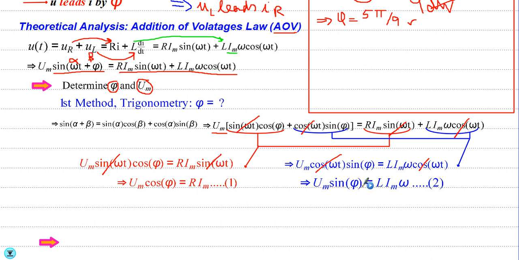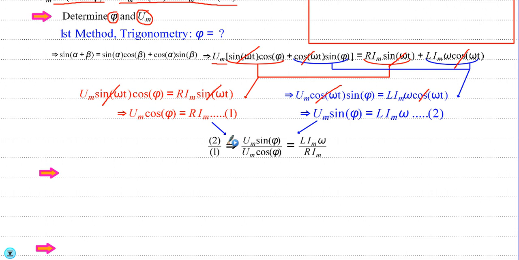From here onwards we have two equations, so we need to find phi. If we divide sine over cosine, we will get the tangent. So divide the second equation by the first. The left on the left is equal to the right on the right. So it's L omega, so Im will cancel out, and Um will cancel out, and then we will get tangent phi is L omega over R. That's how we can find phi, and phi is equal to tangent inverse of L omega over R.